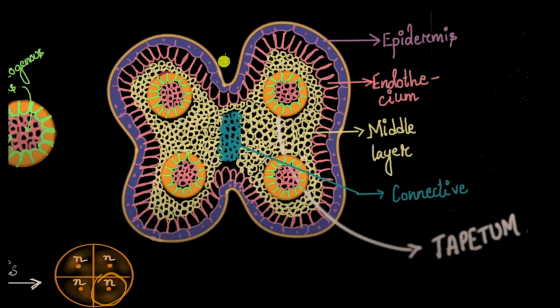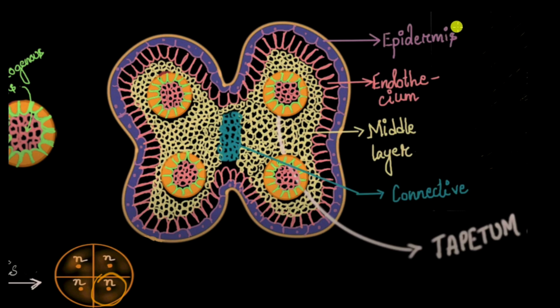Now this transverse section of an anther has almost like a butterfly-like appearance, as you can see here. Now this is a theca, this is a theca, this is a theca, and this is a theca. So the anther is covered by the outer layer called the epidermis. Following the epidermis is another layer of cells called the endothecium. Following the endothecium are layers of cells that make up the middle layer.